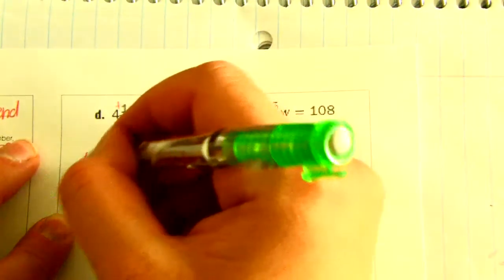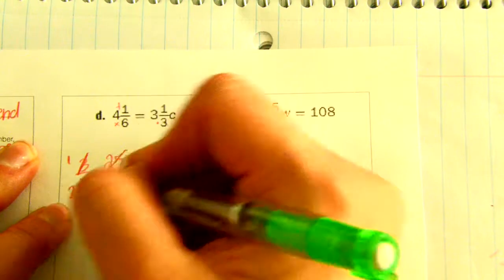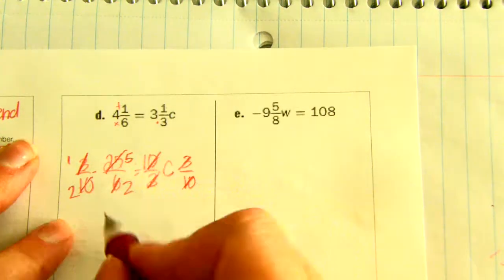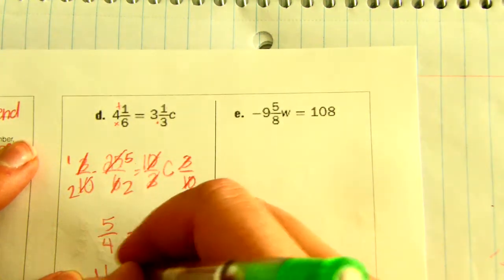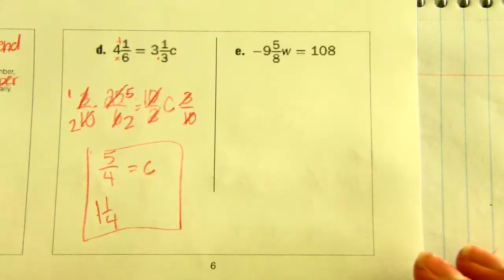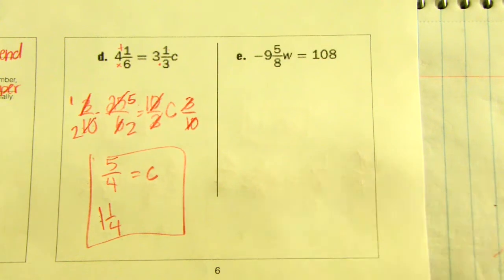Seeing if I can cross reduce, 3 goes into 6 twice. A 5 goes into both 25 and 10, so 5 goes into 10 twice. 25 goes in there 5 times. I'm left with 5 in the top, 4 in the bottom, equals c. We could also rewrite this as 1 1/4. Just double check the directions. If it tells you that you need to change it to an improper fraction or a mixed number, you can leave it maybe. So we'll see there.